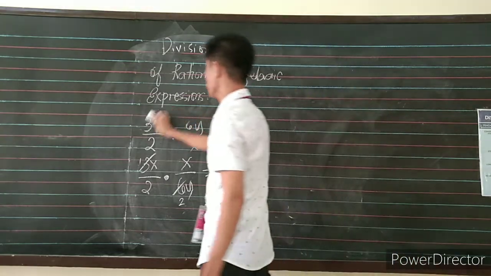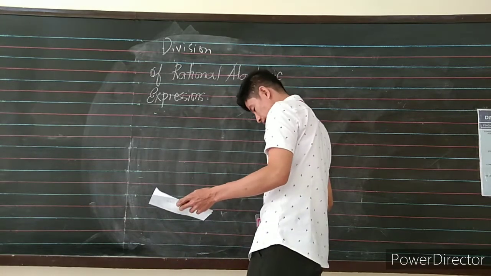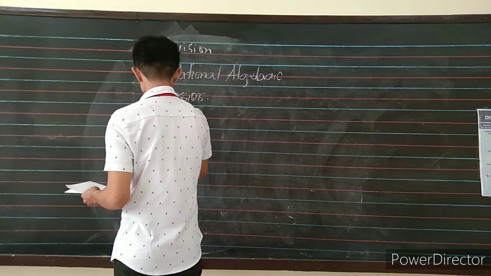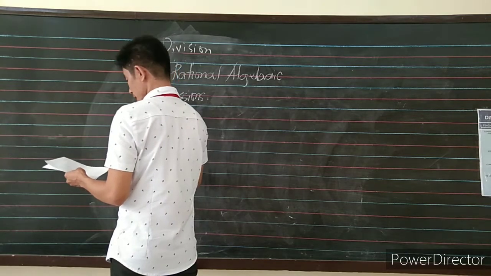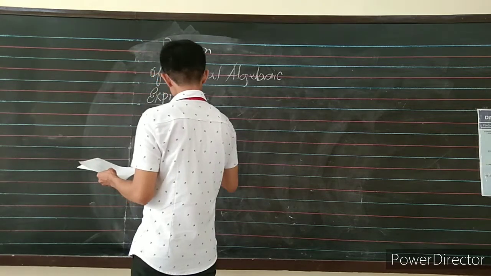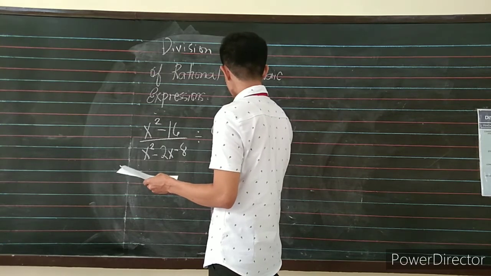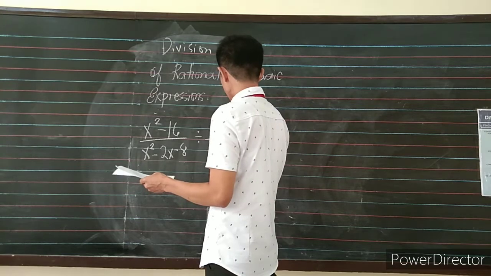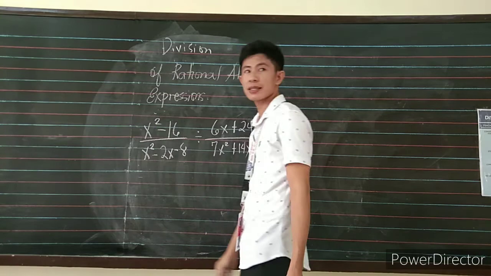Okay, next example. Our next example is x squared minus 16 over x squared minus 2x minus 8 divided by 6x plus 24 all over 7x squared plus 14x.